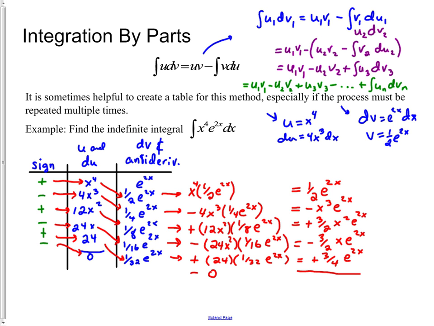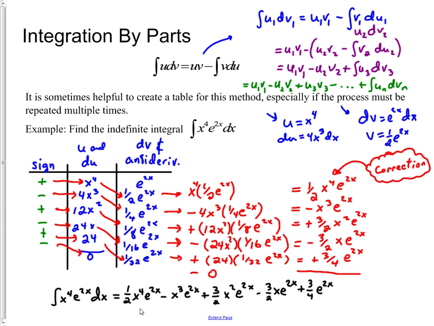All of these terms are going to be added together, and this is going to give us our integral. And so what we could do then is to write that the integral of x to the 4th times e to the 2x dx is going to equal the sum that we would get from this big long string of terms: 1/2 x to the 4th e to the 2x minus x cubed e to the 2x plus 3/2 x squared e to the 2x minus 3/2 x e to the 2x plus 3/4 e to the 2x.